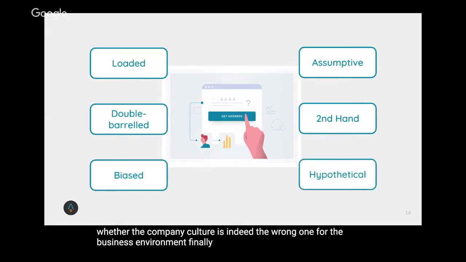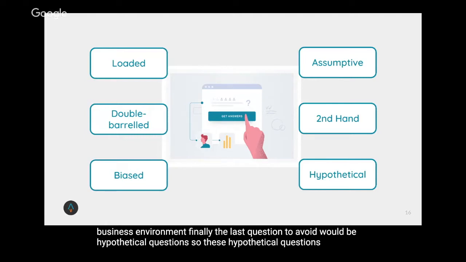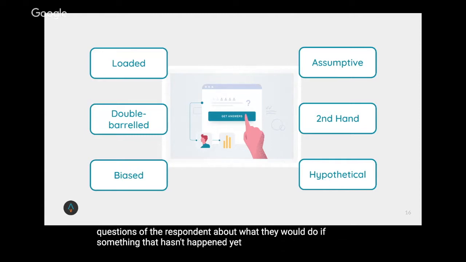Finally, the last question to avoid would be hypothetical questions. So these hypothetical questions ask questions of the respondent about what they would do if something that hasn't happened yet were to happen. For example, would you be more likely to stay at Strange Fruit if we split the annual bonus into quarterly payouts?